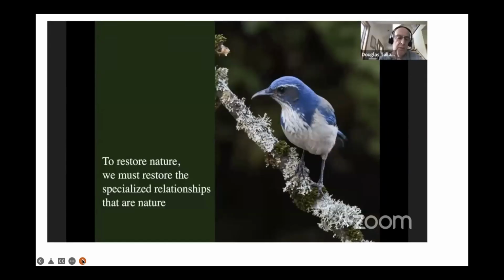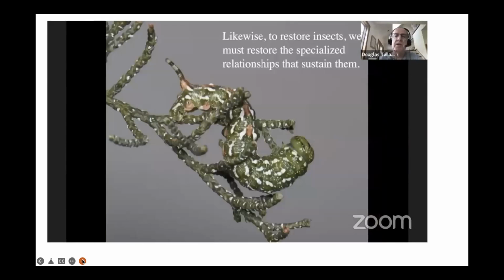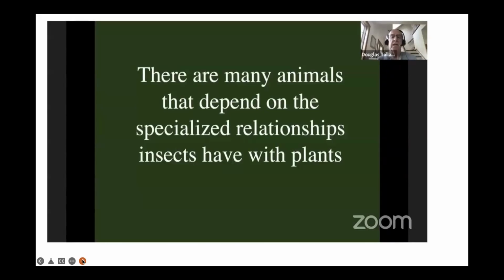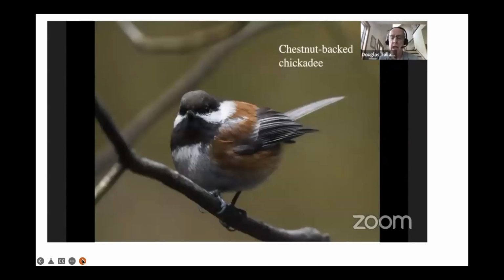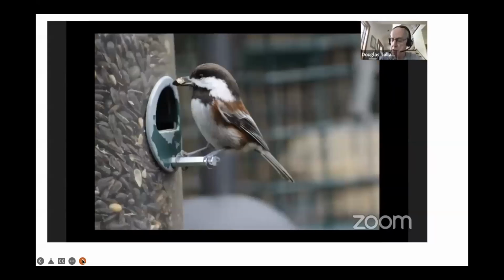So to restore nature, we have to restore the specialized relationships that are nature, because that's what it's comprised of. And likewise, if we want to restore insects, we have to restore the specialized relationships that sustain them. And that is a lot of specialized relationships. We need to do that because there are so many animals that depend on the specialized relationships that insects have with plants. And this is just one of them. This is the chestnut-backed chickadee, one of the chickadees in California. And a lot of people think of them as seed eaters because that's what they're doing during the wintertime.